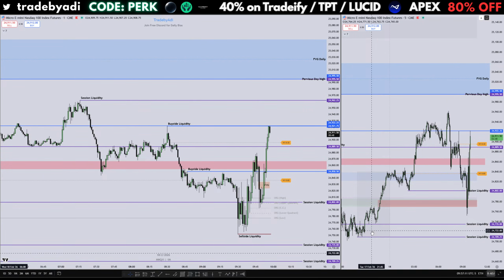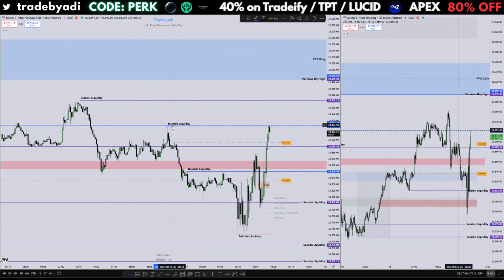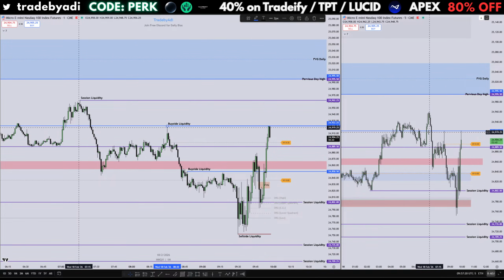We tapped to the 8:30 buy side liquidity if you check this, and again we are inside this 5-minute gap.